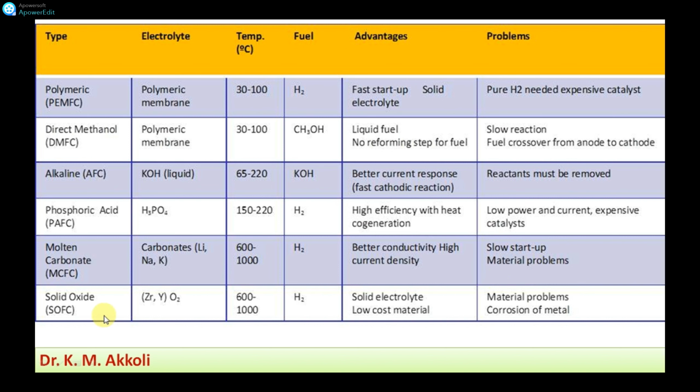Next is the solid oxide fuel cell. Zirconium oxide is used as the solid electrolyte, the temperature is again 600 to 1000 degrees Celsius, and hydrogen is used as the fuel. These electrolytes are solid and low cost materials, and the carbonates are less expensive. The problems are material problems, such as availability of materials and problems associated with the materials in the reaction, and corrosion of metal, where the metal parts present in the fuel cell will corrode.